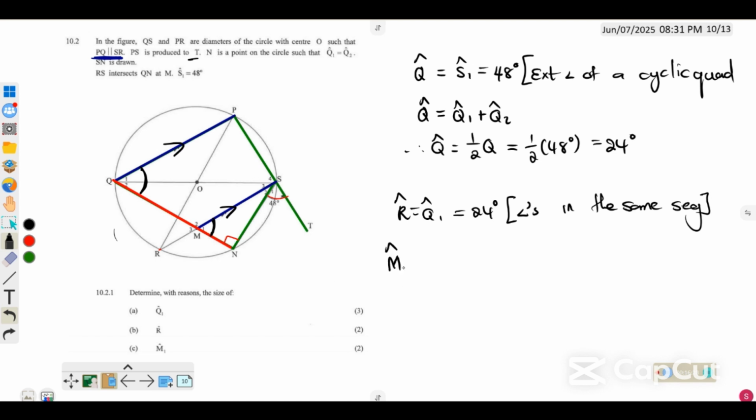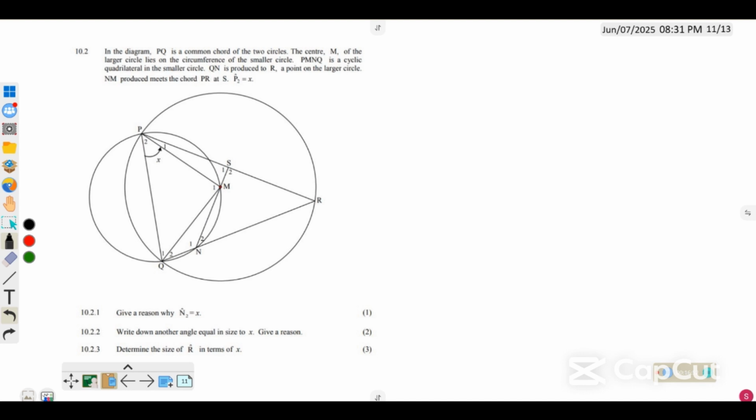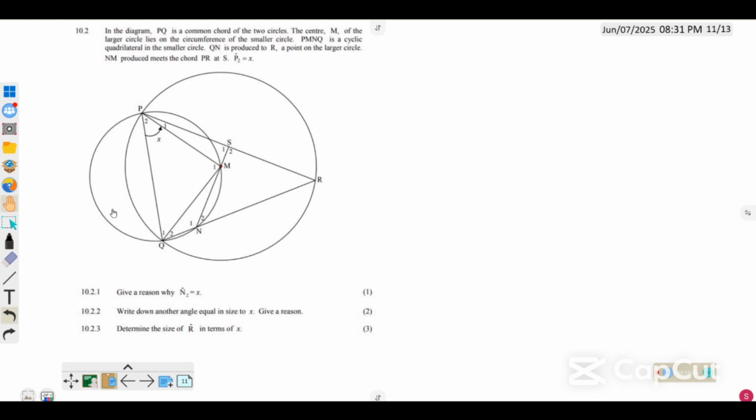And in fact, angle M1 should be equal to angle Q. Why is that? These are corresponding angles, since the line PQ is parallel to the line SR. And then from here, what is M1? M1 will be none other than angle Q. Remember, angle Q is 48 degrees. So those two should be 48. Okay, now moving on. We have this quite complicated scenario, but let's see how far we can go.